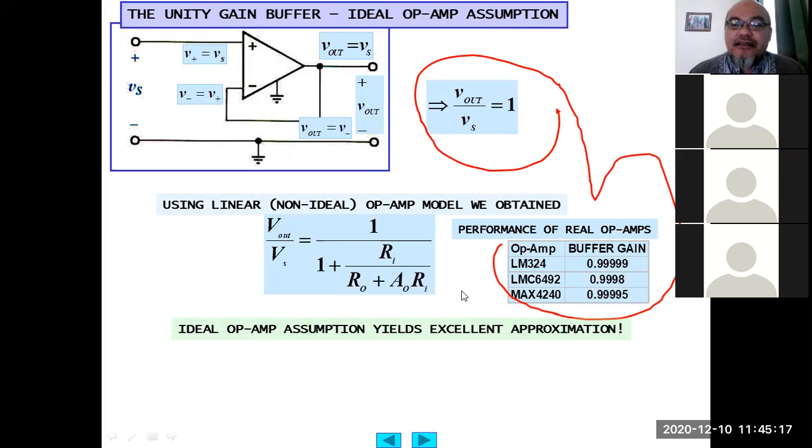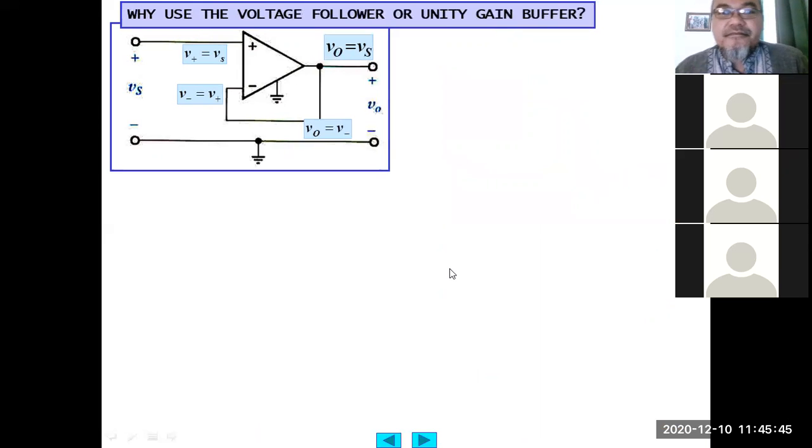The ideal op-amp assumption yields an excellent approximation. It is almost the same, with only a very small difference. So throughout this chapter, we will use the ideal op-amp assumption to solve the circuit analysis. Otherwise it will be too complex. Well, not that complex, but it will require more time for you to solve it.